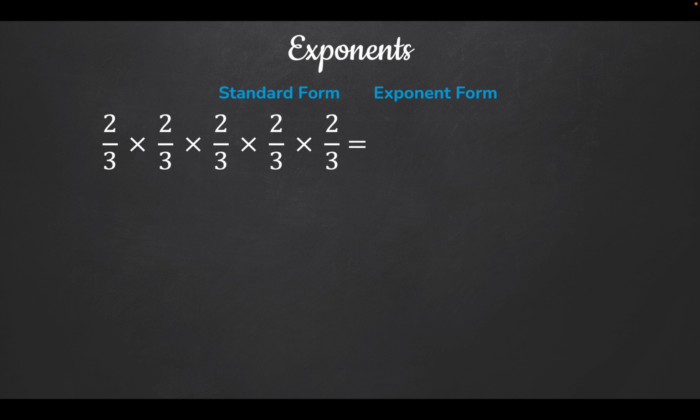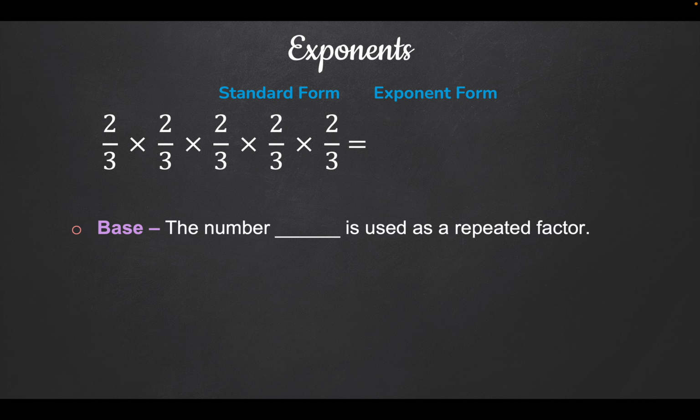All right. So next we have 2 over 3 times 2 over 3 times 2 over 3 times 2 over 3 times 2 over 3. And we're going to take that and write that in exponent form. First, let's talk about our base. So the number blank is used as a repeated factor. In this case, that number would be 2 over 3 because we see that being multiplied by itself over and over again. So it's our repeated factor. So our base is 2 over 3.